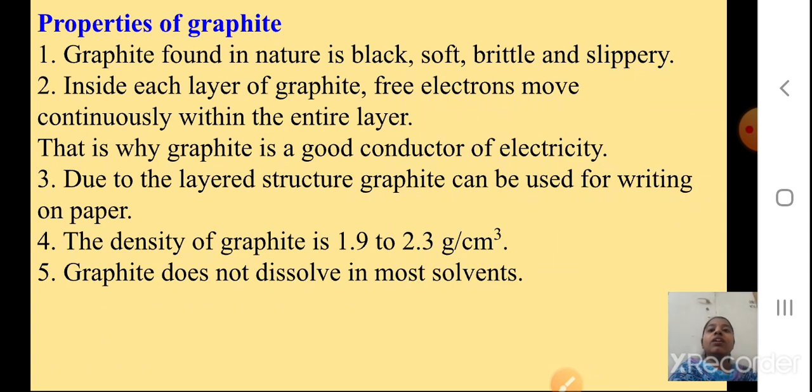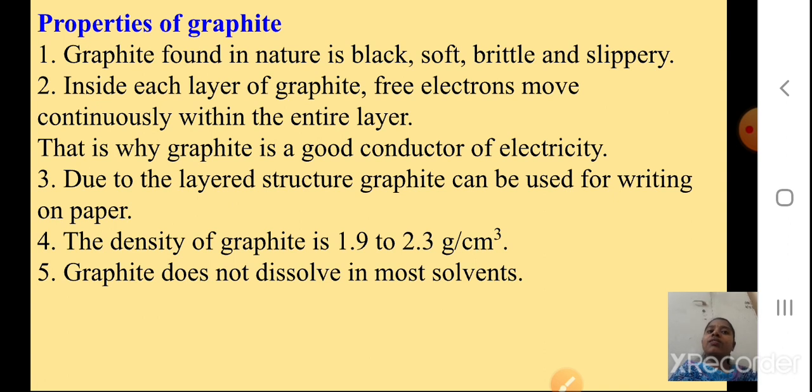Okay, we'll proceed. Properties of graphite. First one, graphite found in nature is black, soft, brittle and slippery. Inside each layer of graphite, free electrons move continuously within the entire layer. So free electrons are present. That is why graphite is a good conductor of electricity. Okay, students, as free electrons are present, it can conduct the electricity.